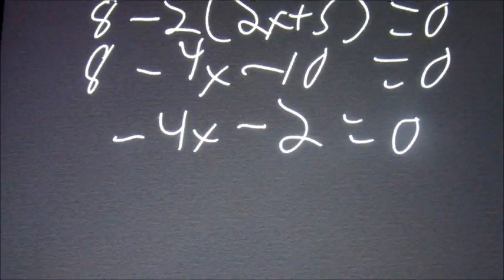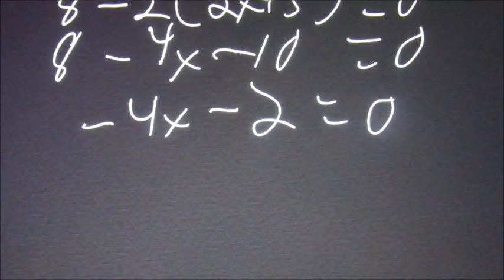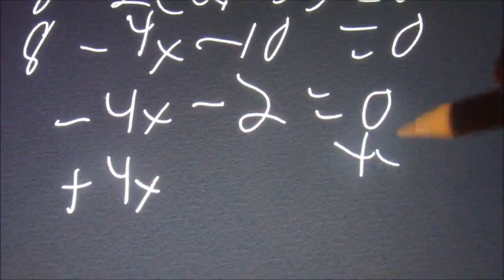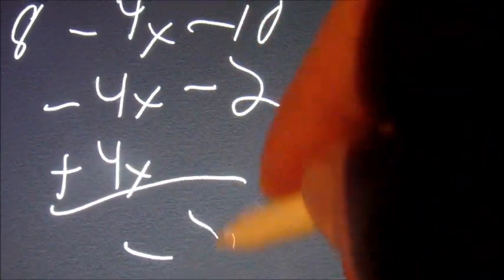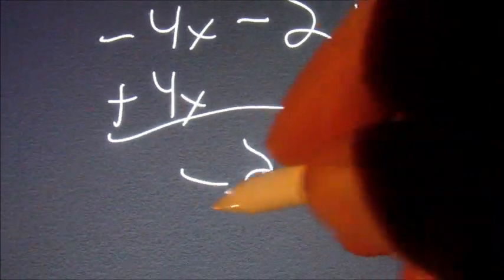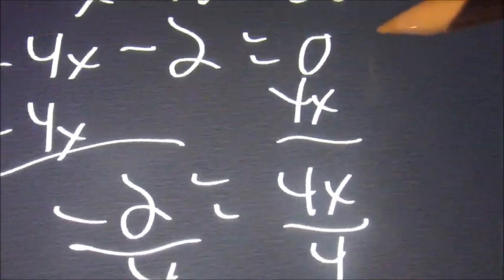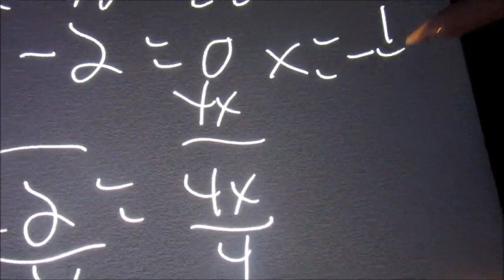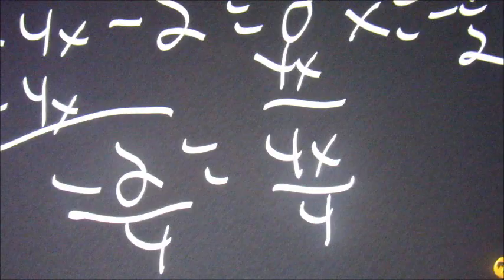Now what I'm going to do is add the 4x to both sides so that I have a positive x. I'm going to have a -2 equals 4x. Divide both sides by 4, and x equals -1/2.